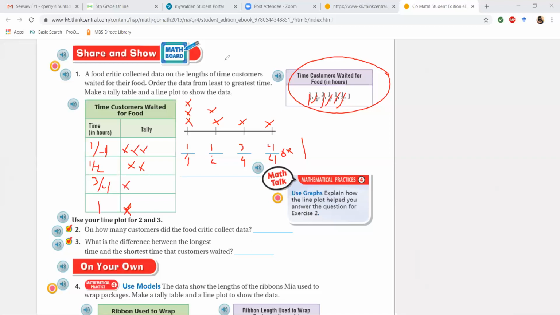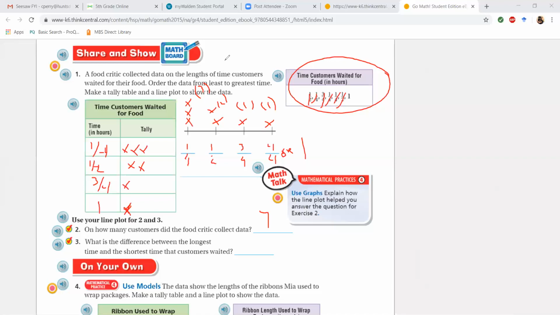So let's count our X's. We have 3 in the 1/4. We have 2, 1, and 1. So let's find the total. We have 1 plus 1 plus 2. So 1 plus 1 is 2. 2 plus 2 is 4. 4 plus 3 is 7. So the Food Critic collected data on 7 customers.